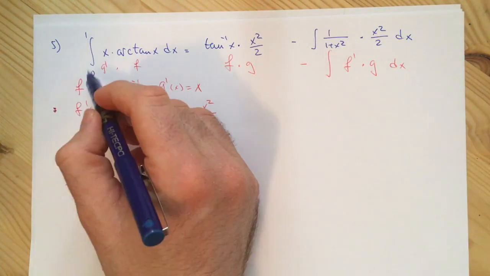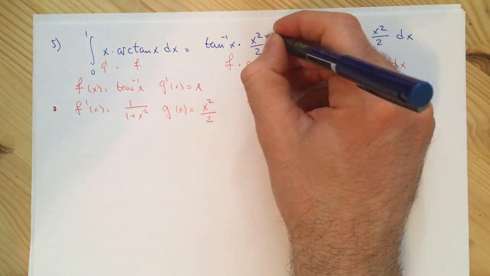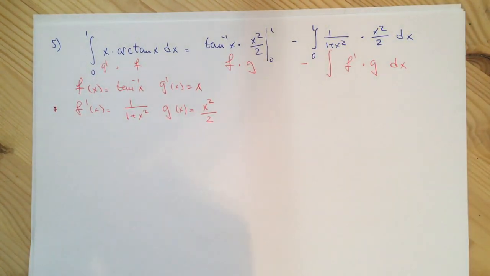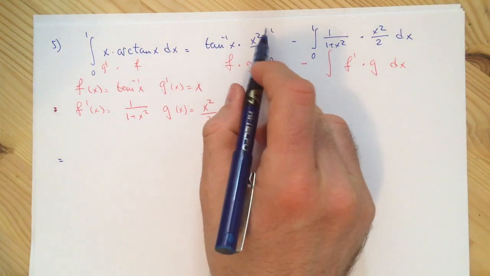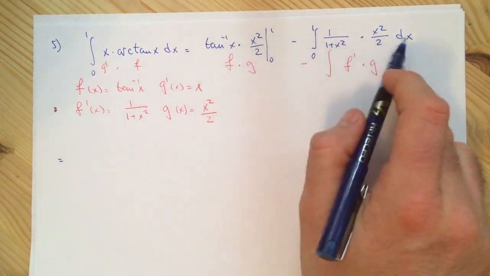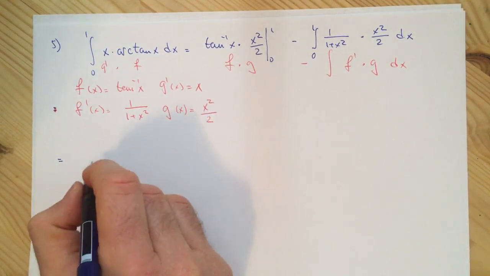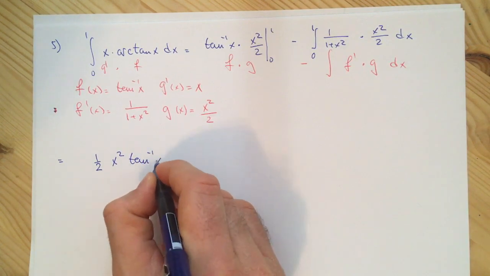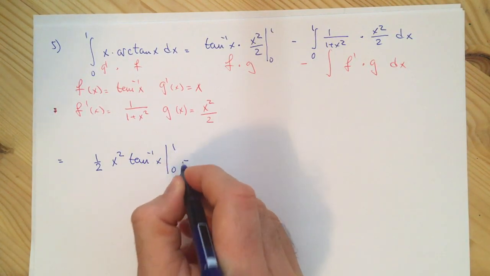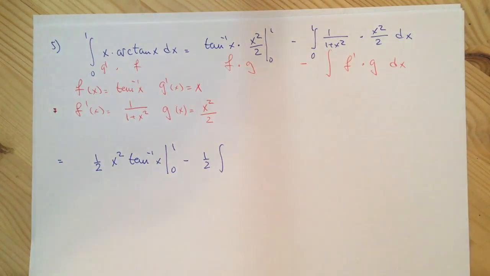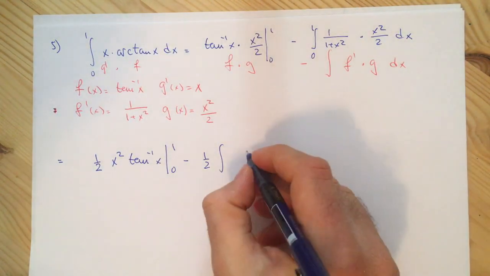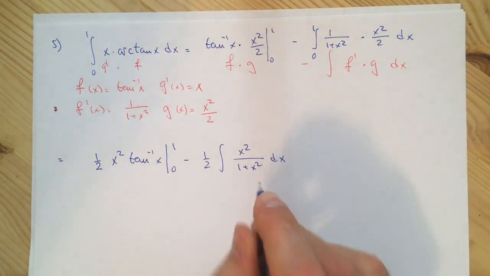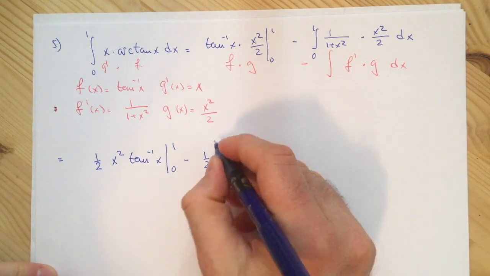Now the only thing here we have to be careful about is what? That we're dealing with a definite integral. Okay, so right away I will evaluate this from 0 to 1, and I'm gonna keep this from 0 to 1. Okay, so let us just rewrite this line in a slightly better way. So that's 1/2 x squared times arctangent of x evaluated from 0 to 1 minus 1/2 times the integral of x squared over 1 plus x squared dx evaluated from 0 to 1.